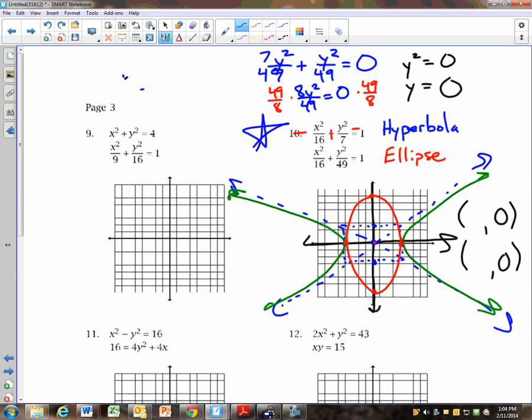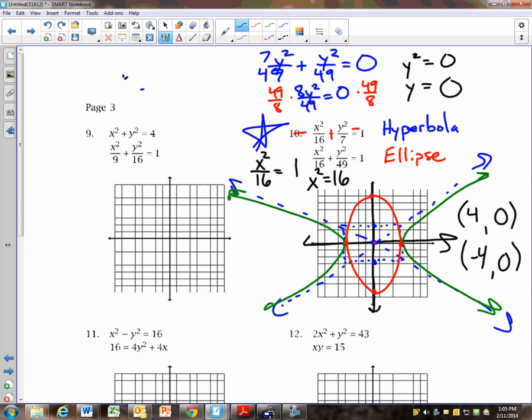Plug it back in to solve for x. x squared over 16 plus what's 0 squared over 49? Equals 1. Multiply both sides by 16. If x squared is 16, what's x? 4, and negative 4. Those are 2 solutions. There's your conic sections.